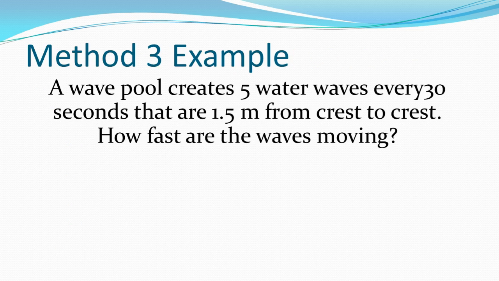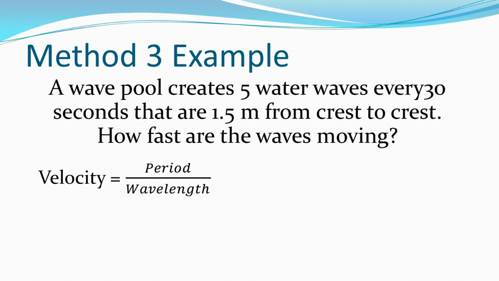Consider an example of a wave pool. It creates 5 water waves every 30 seconds that are 1.5 meters from crest to crest. How fast are the waves moving? In this case, we need to start by finding whether we have our frequency or whether we have our period. Because they're inverses, we could find either. Let's find the period. The period is time per wave. So that's 30 seconds per 5 water waves.